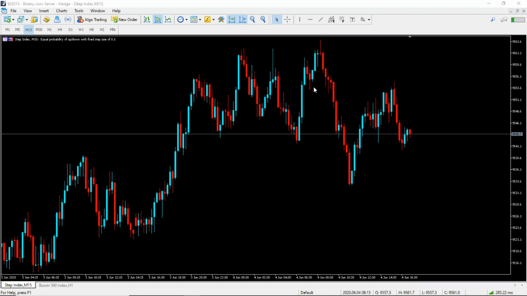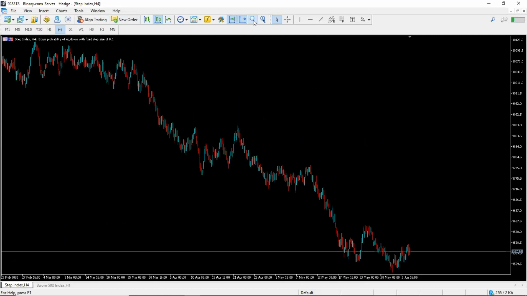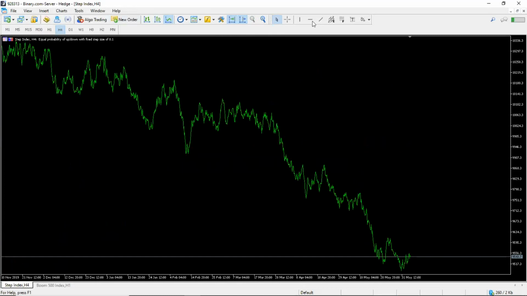Number one, first thing, make sure you know your support and your resistance. And to do that, you have to shift to the higher time frame like this, which is H4, and then zoom out. The reason why you are zooming out is because you want to have much space to see. So first of all, identify your support and your resistance by going to the line chart like this.